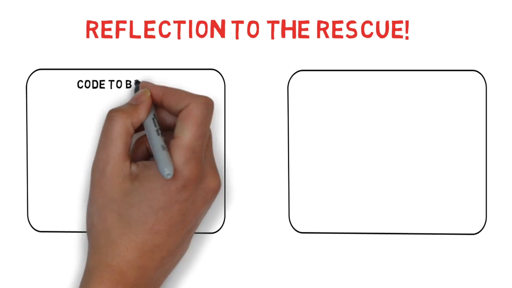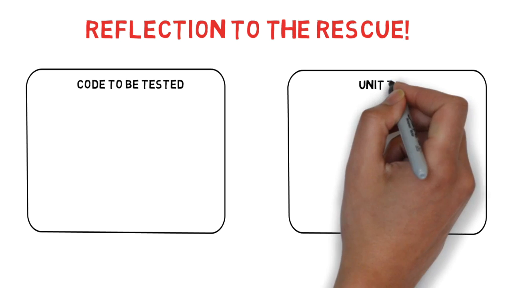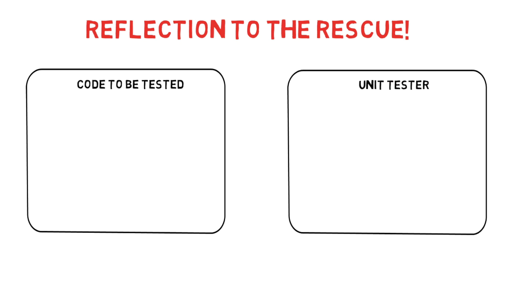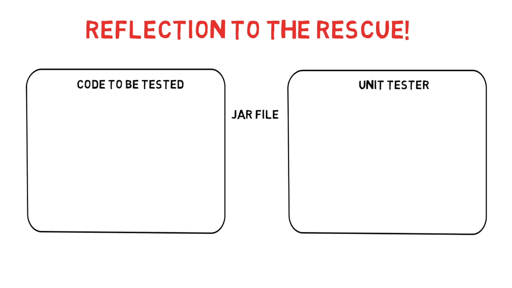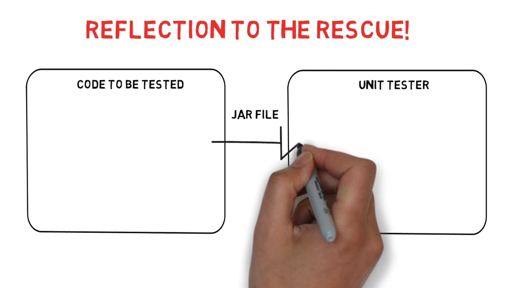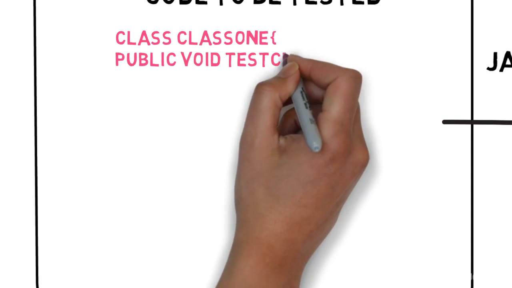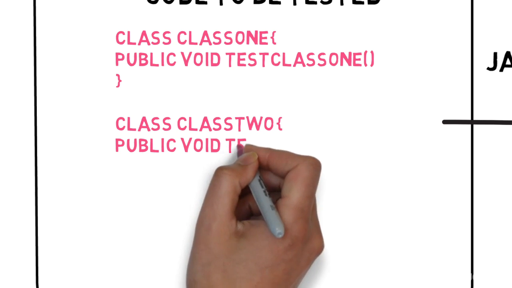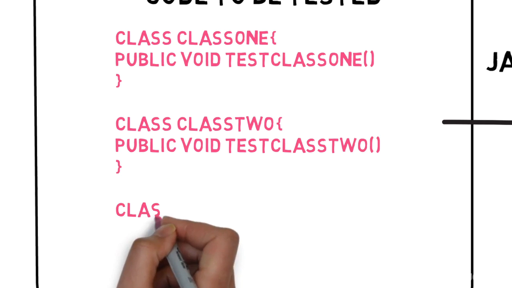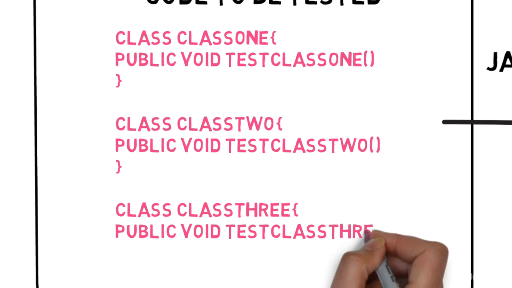So we have the same setup as before. We have the bunch of unit tests which have to be run. And we have the unit testing framework which calls each test one by one. And these are in different jar files or different libraries. And they can be built separately. That's where the importance of different jar files comes in. So we have class 1, 2, 3, 4, which have the test methods, test class 1, test class 2, test class 3, and so on.